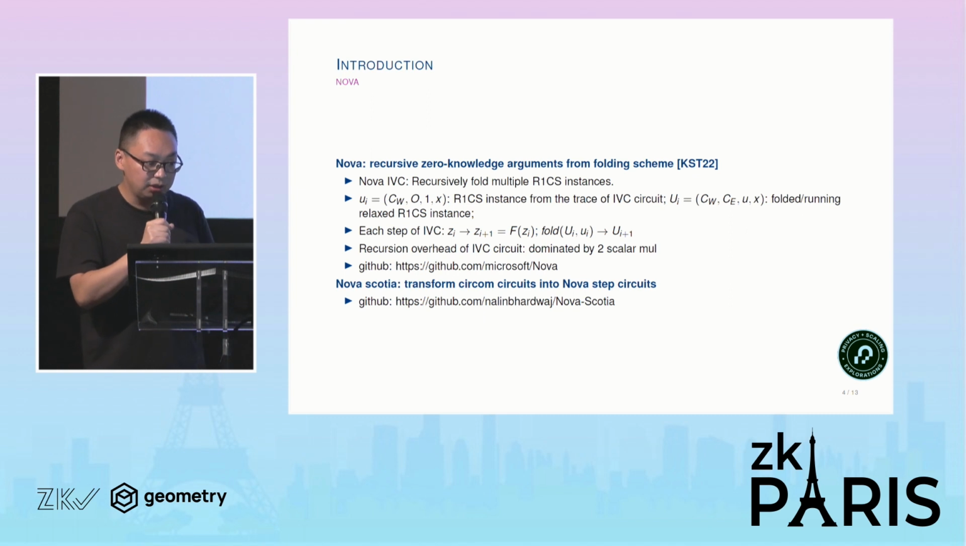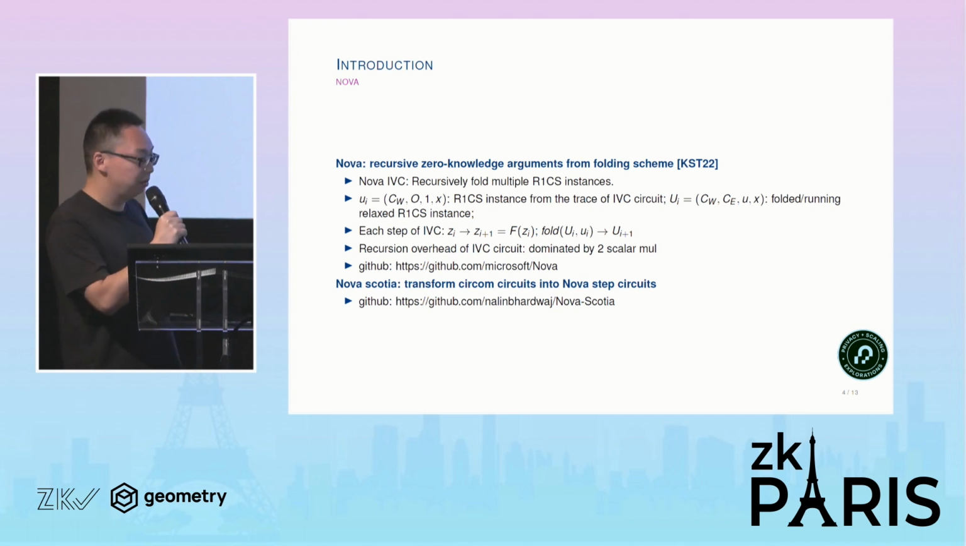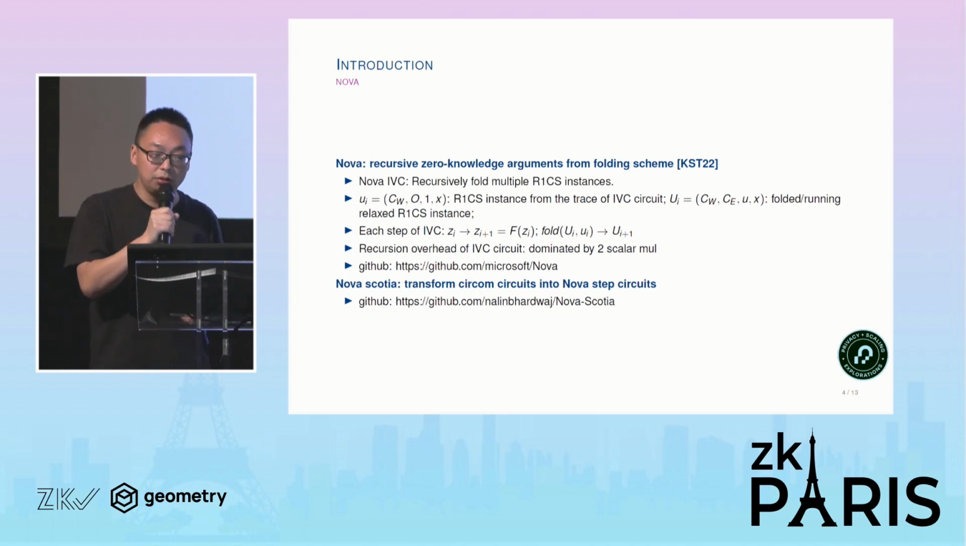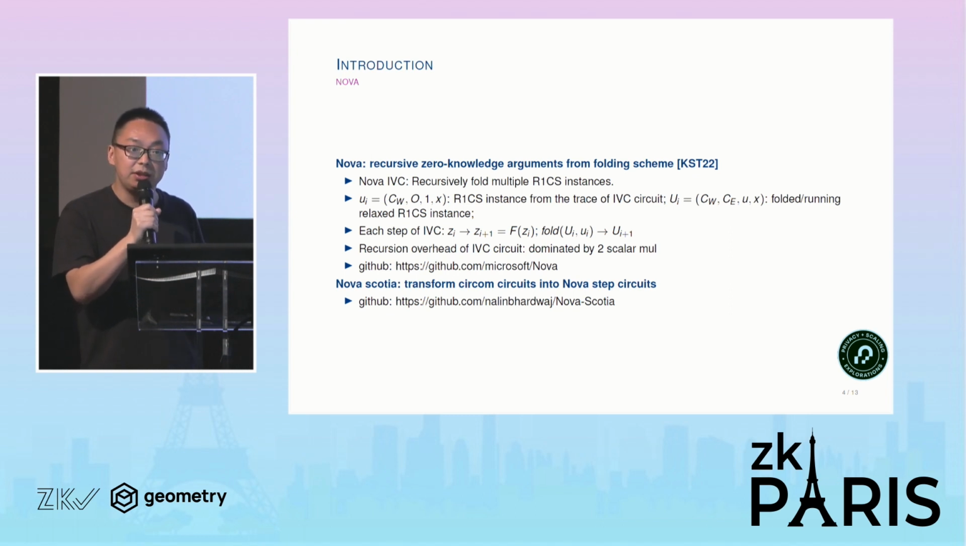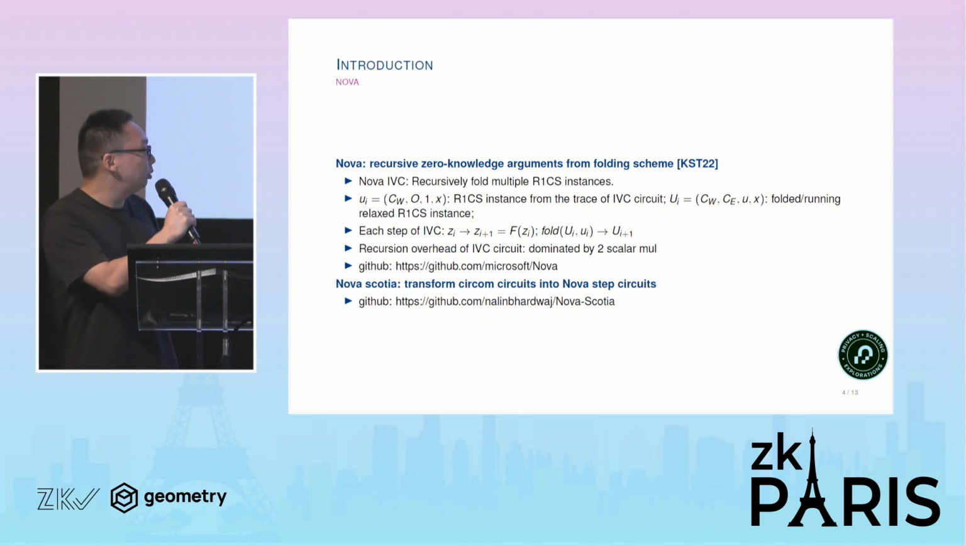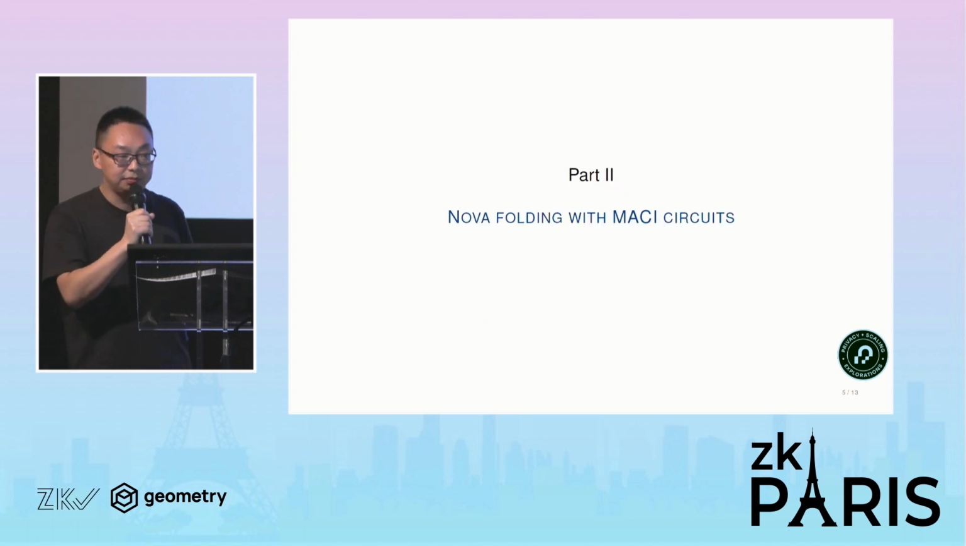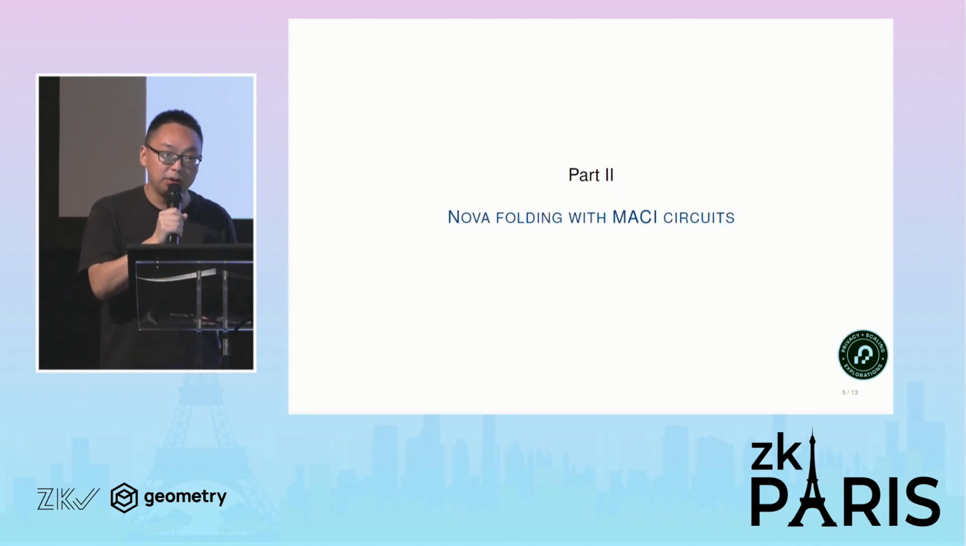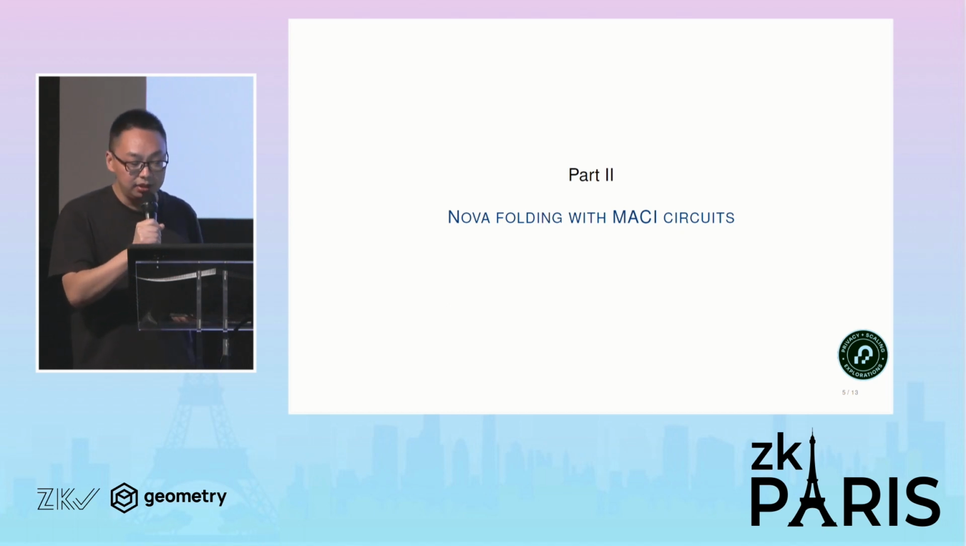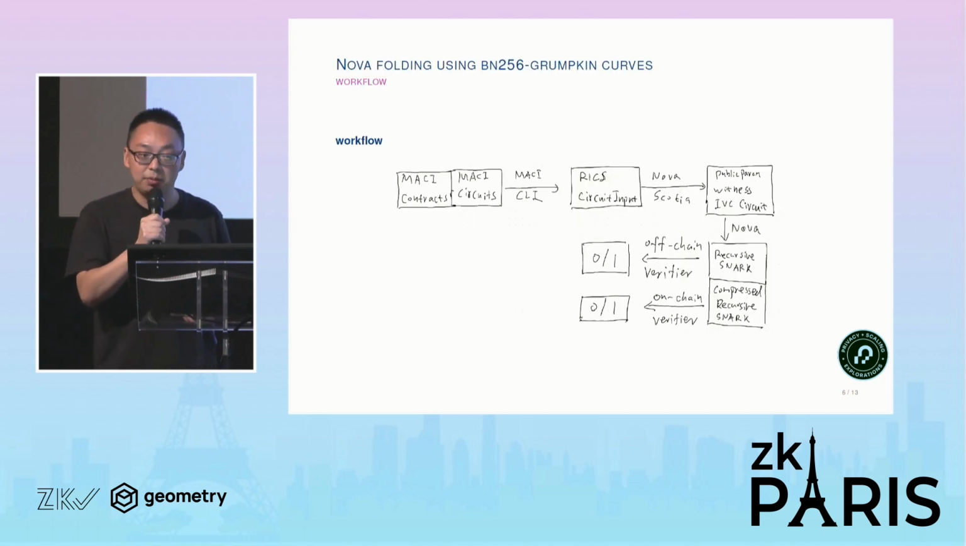The Nova code also shows up here. Nova Scotia is a library written by Nalin. It is used to transform the Circom circuits into Nova step circuits. So we can use Nova Scotia together with Nova to fold our MACI circuit. That is all the toolbox we need. In the second part, I will talk about the engineering details of the implementation.